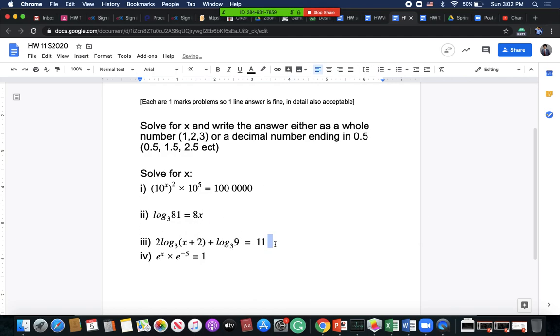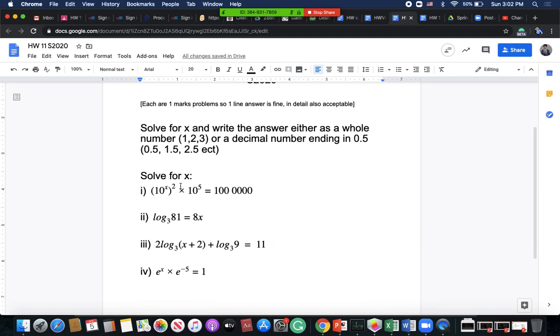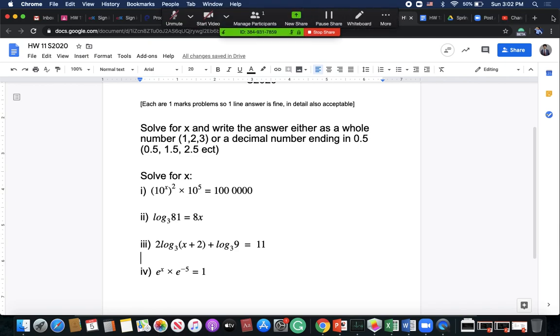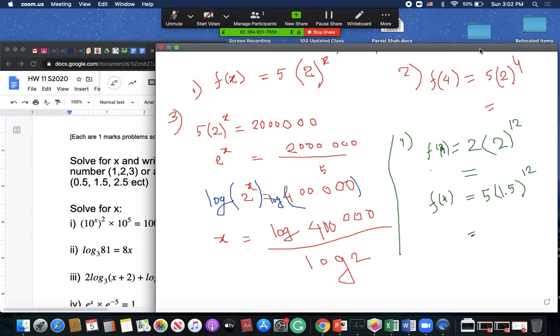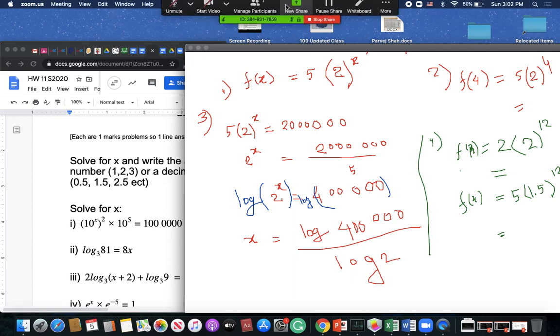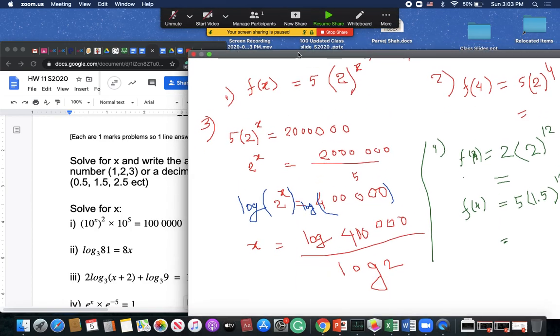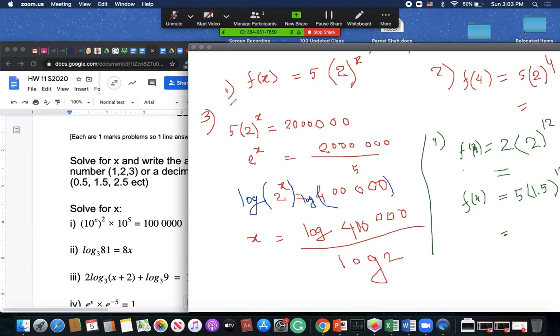So let me give some gap. So these are the homework 11 maths. I think if you have seen already, these are the maths, and we have to solve for x. We have to solve these questions for x. So how can we solve it? Let's try to check.